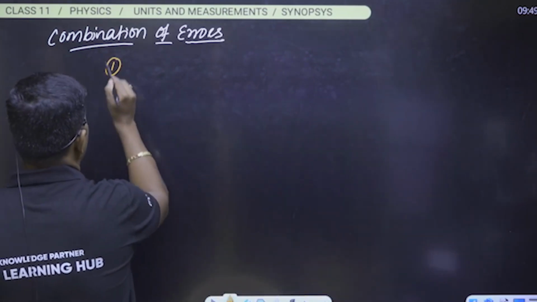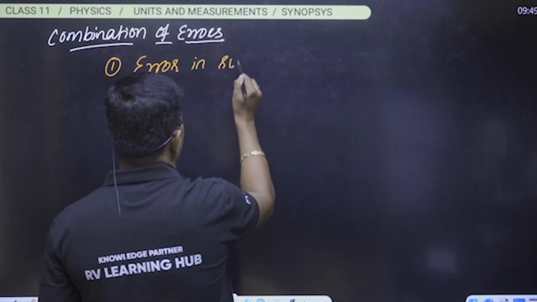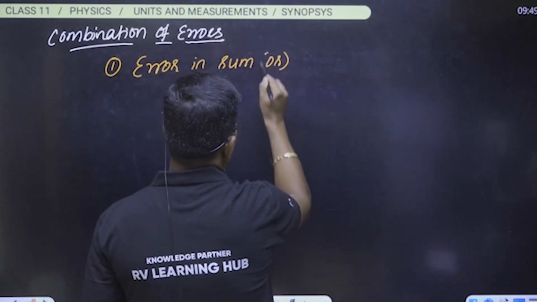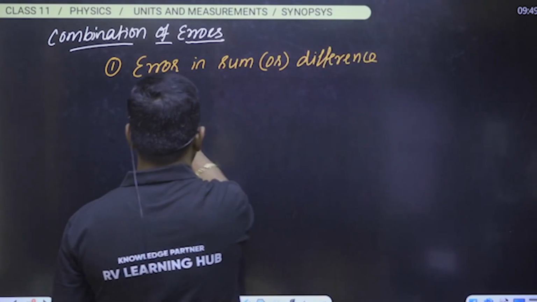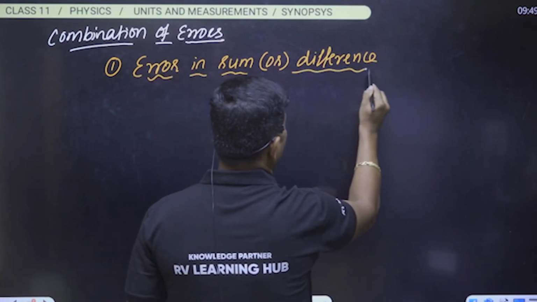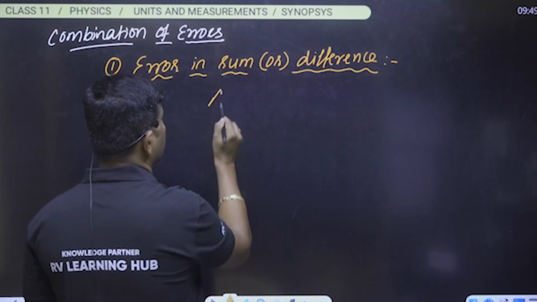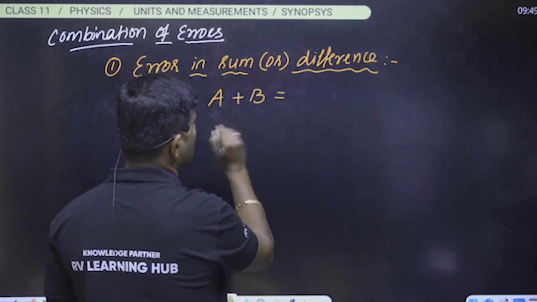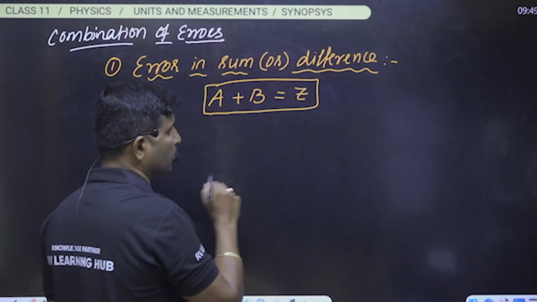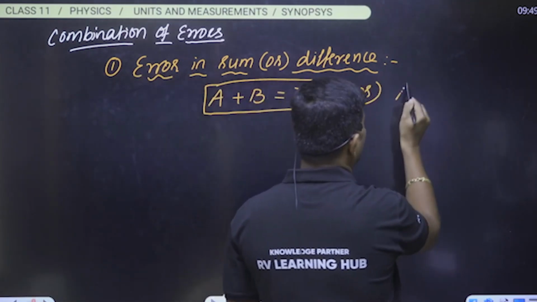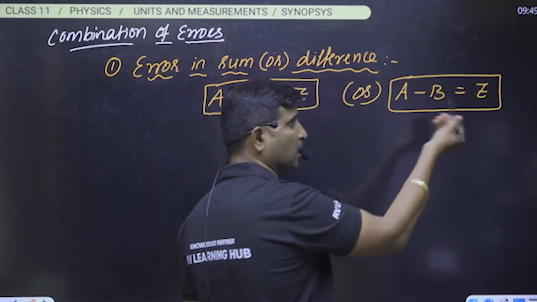First, the error in sum or difference. You will understand all this when we apply these formulas to solve the numericals. See here, if I consider two physical quantities, whenever we add them we get a third quantity, and whenever we subtract, then also we get a result.